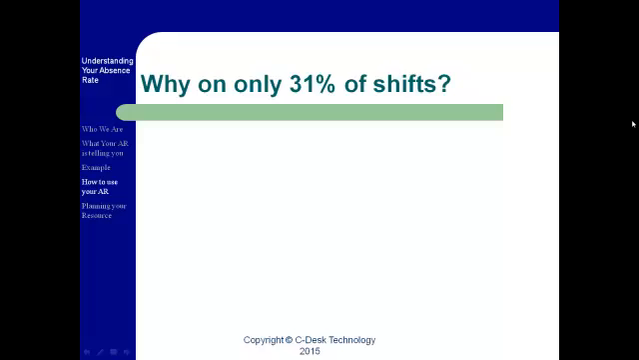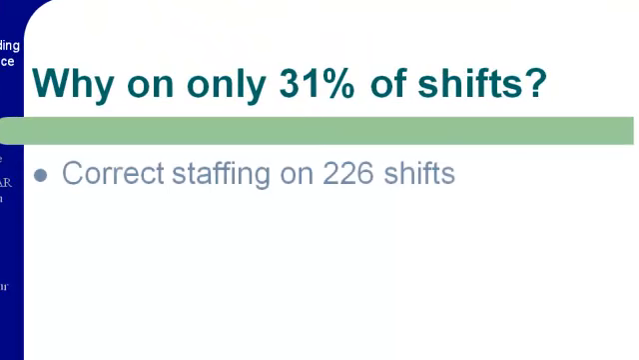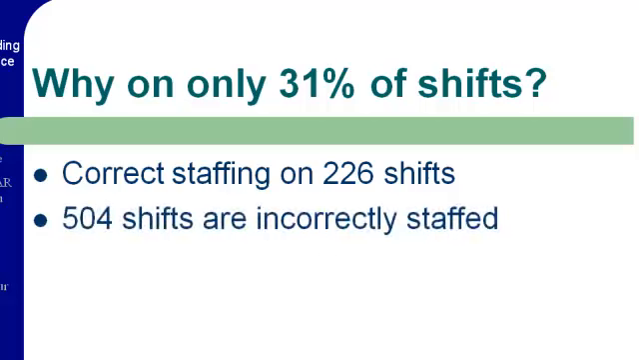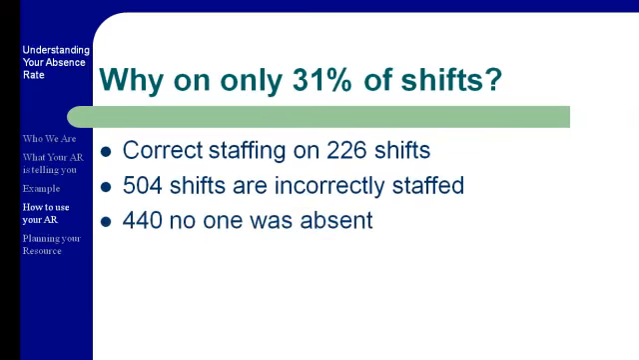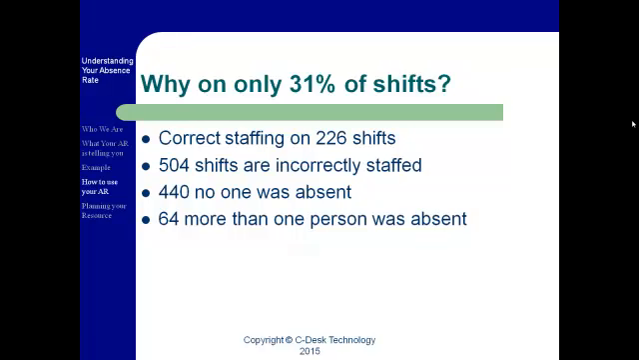So if you had 1 person on shift to cover for absences, then only 31% of the time, or on 226 shifts out of the 730 shifts, would you expect to have the correct staffing. This means that on 504 shifts per year, you will have either too many or too few staff available. Why is the answer so low? Well, on 440 of those shifts, no one was absent, and you were paying out money for no benefit. On 64 shifts, more than 1 person was absent, so you were understaffed and losing out on income.